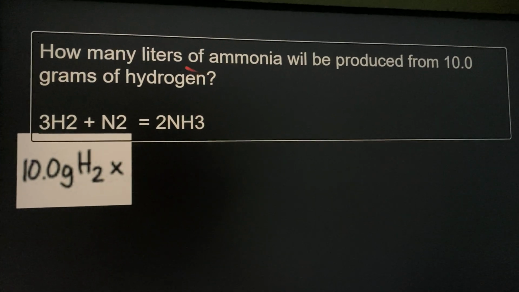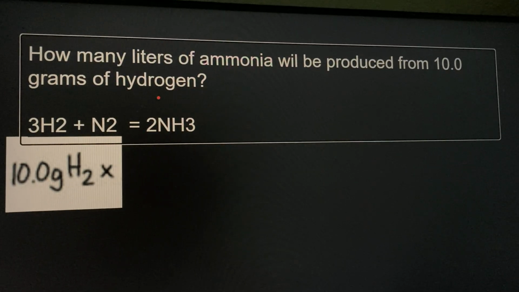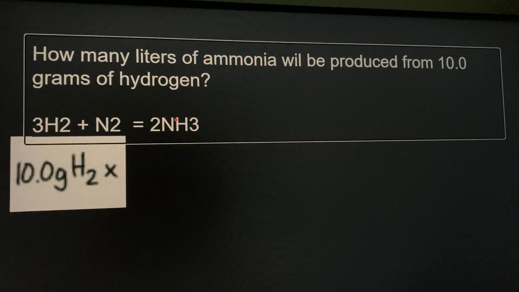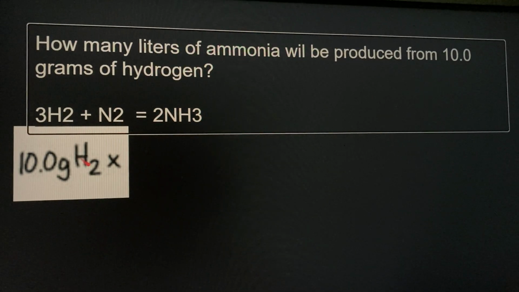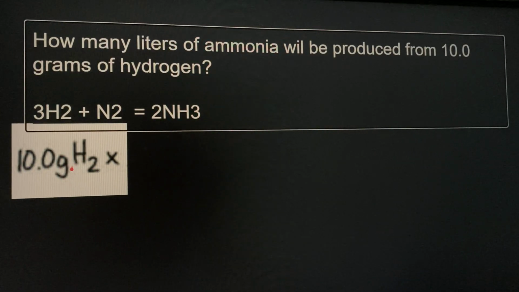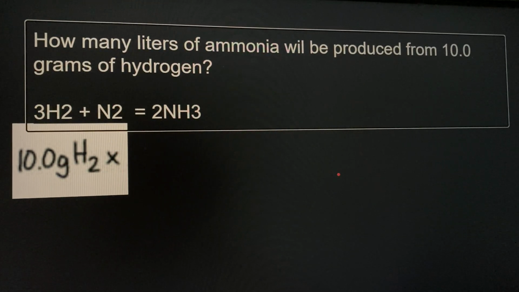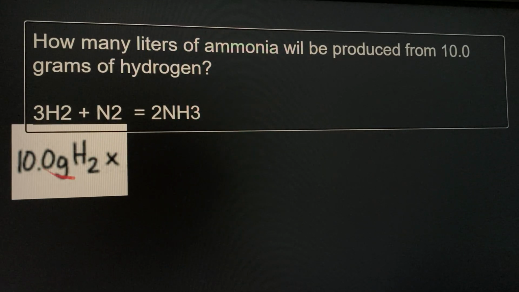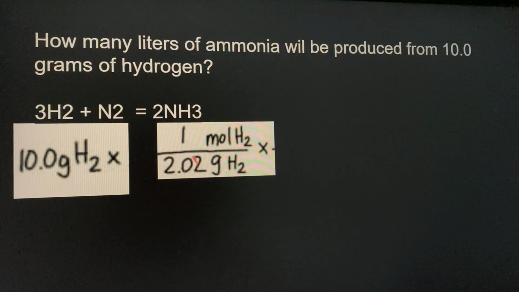Okay, so for an example, how many liters of ammonia will be produced from 10.0 grams of hydrogen? So I'm just going to write the equation, 3H2 plus N2 equals 2NH3. And then we're going to start with the given, 10 grams of hydrogen. Like always, start with the given. This one's going to be mass to volume, right? We're given grams, we have to go to liters. So first, we're going to try to find moles, so we're going to divide by the molar mass of H2.